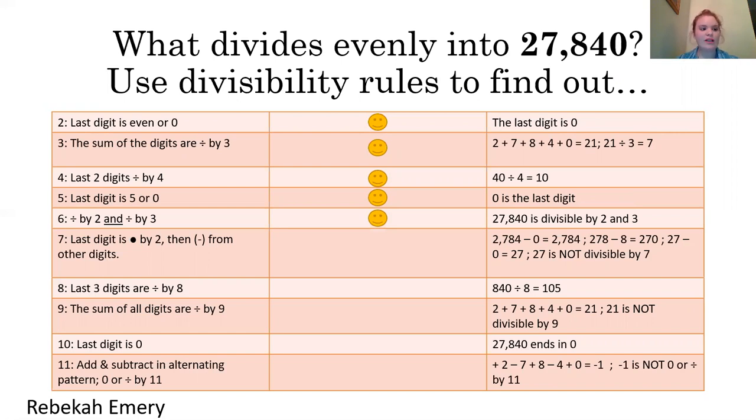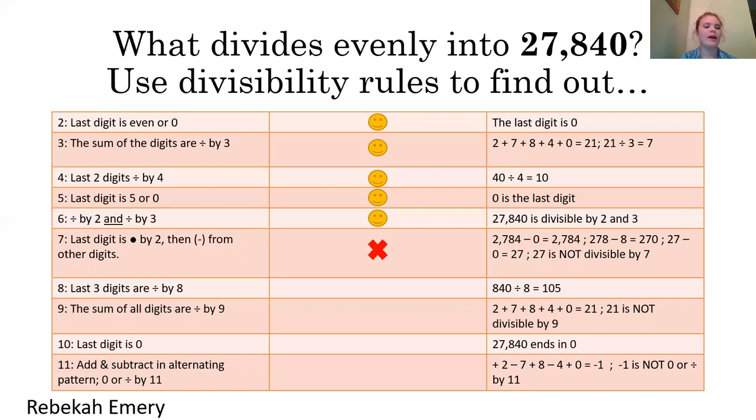Number 7 can be a little tricky. A number is divisible by 7 if you double the last digit, then subtract that number from the other digits. This process can be repeated until the answer is small enough to be recognized as a multiple of 7 or not. So let's figure this out. 2,784 minus 0 is 2,784. 278 minus 8 equals 270. 27 minus 0 equals 27. And 27 is not divisible by 7, so that is a big X.